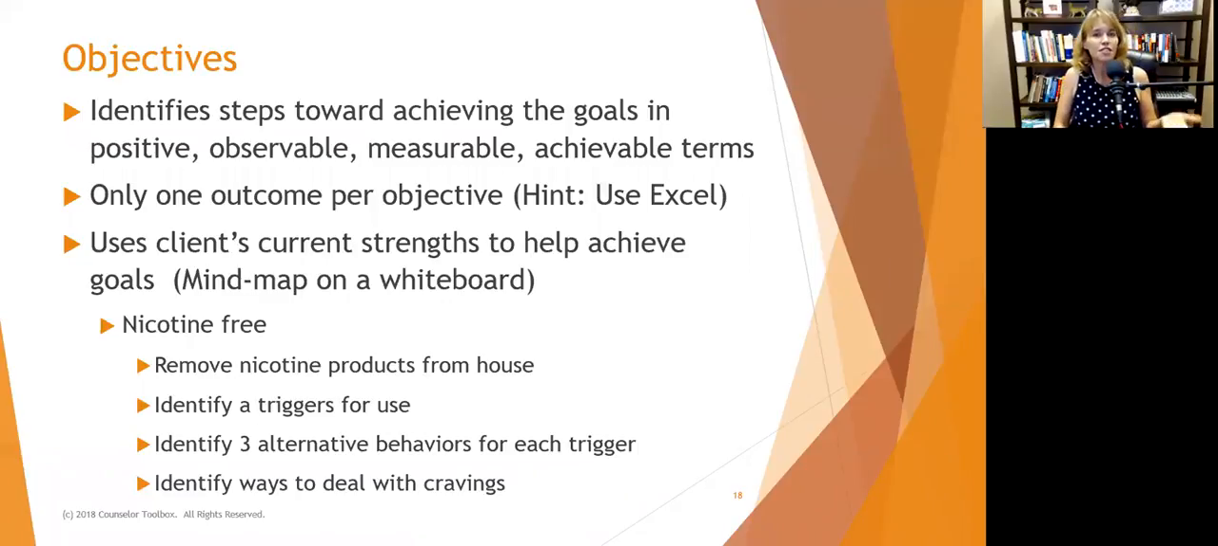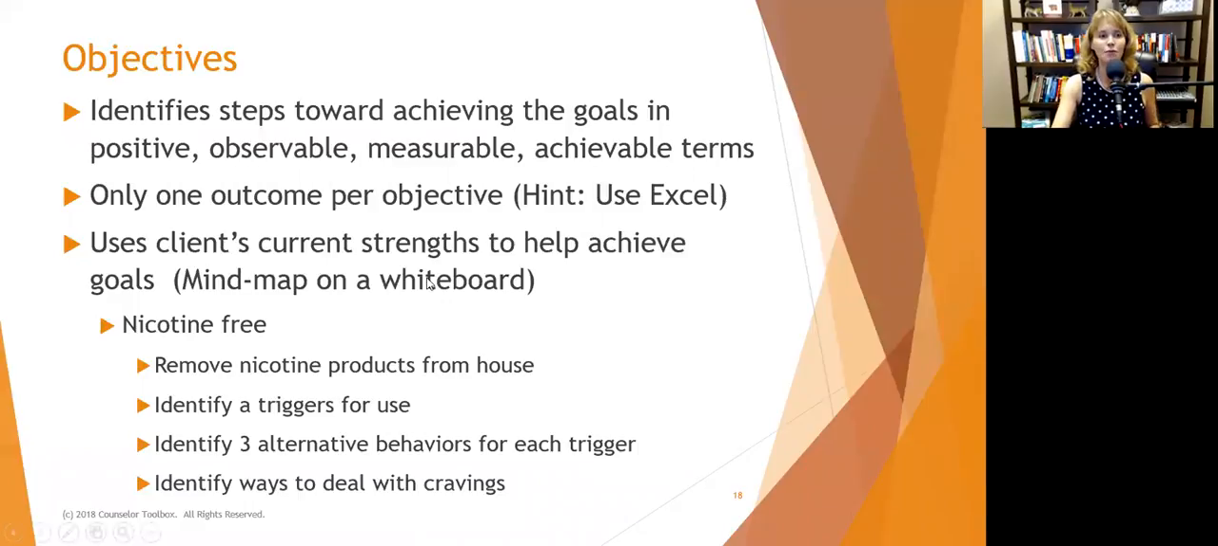Objectives, for example, for somebody who is trying to become nicotine free: 1, remove nicotine products from the house. 2, identify triggers for use, and I should have put in there something like 15 triggers for use or something. 3, identify 3 alternative behaviors for each trigger. And 4, identify 2 ways to deal with cravings when they happen. So those are things that you would put in there, and you want to have a number in there ideally, not just identify triggers for use.